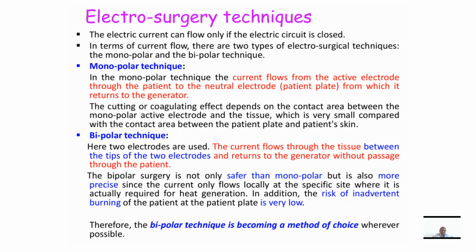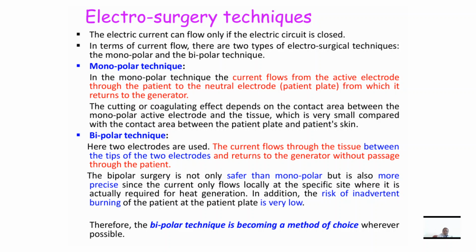Next, electrosurgery techniques. What are the different electrosurgery techniques? Electric current can flow only if the electric circuit is closed. In terms of current flow, there are two types of electrosurgery techniques: monopolar and bipolar. Already in many classes I have explained what monopolar and bipolar are.